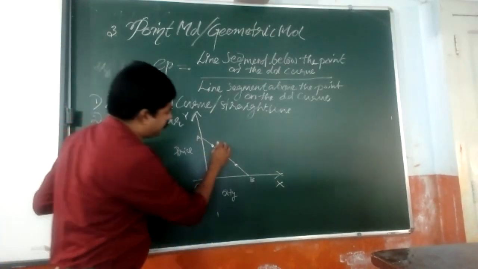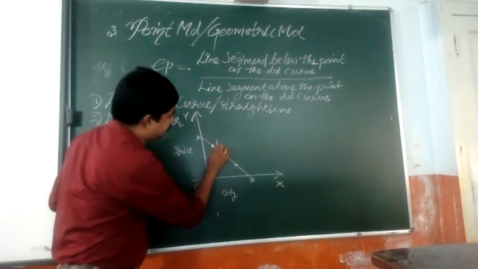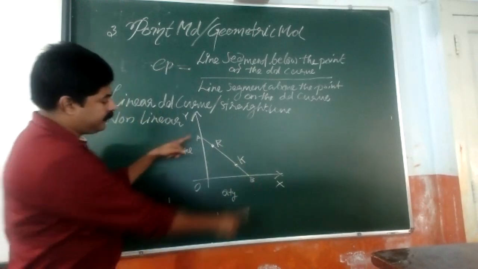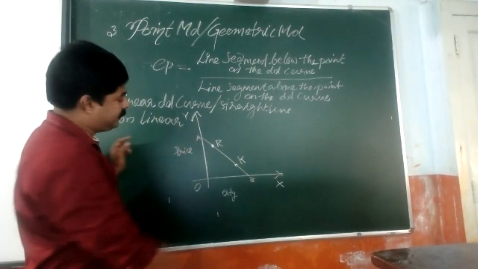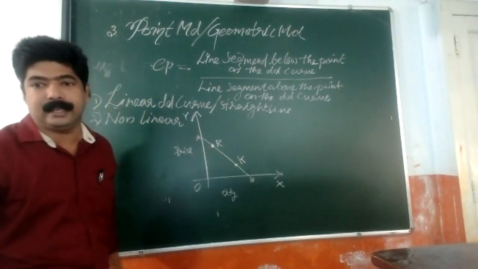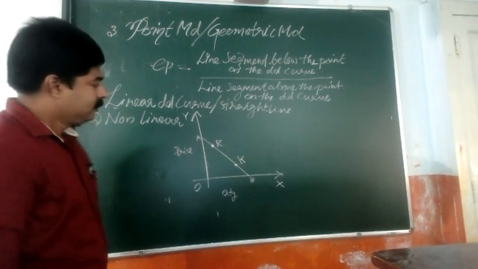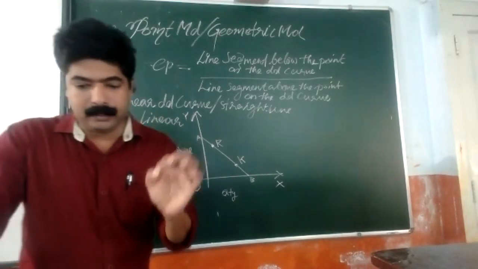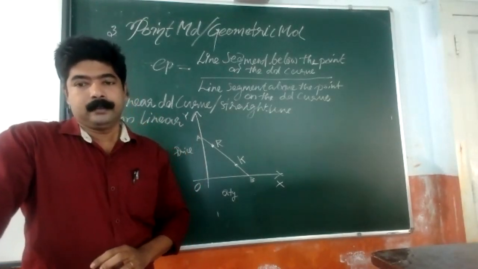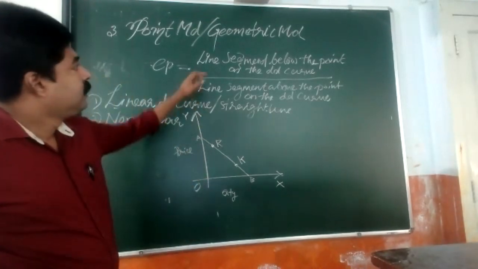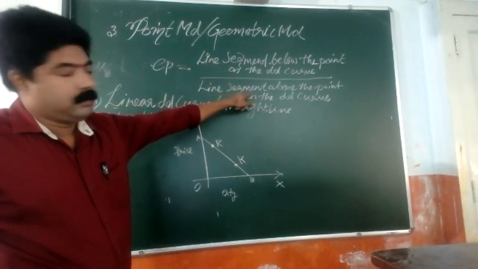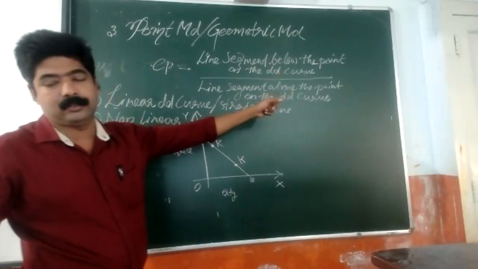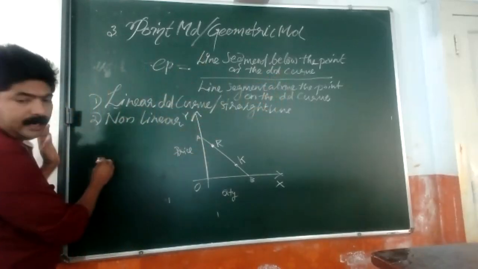Now these are the points I am giving. Two different points: one is point R and another one is point K. AB is the straight line demand curve, and these are the two points at which we need to calculate the price elasticity. For calculating we need to know the simple formula. What's the formula? Lower line segment upon upper line segment, meaning below the point and above the point.